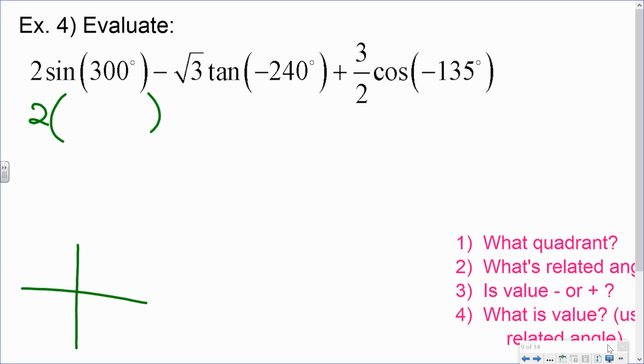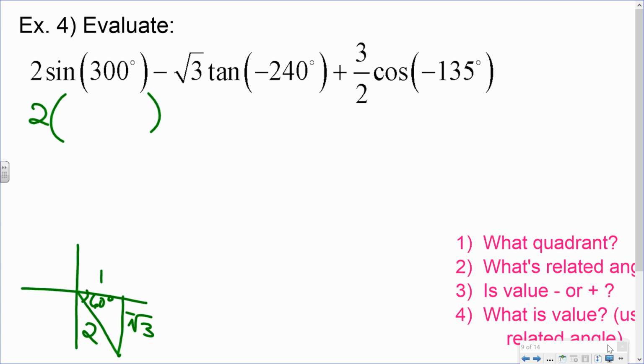300 degrees puts me in which quadrant, Emma? And how close do I get to my x-axis? What's my related angle going to be? So if I come around 300, I'm going to be about there with 60 degrees left for my related angle. Triangle is always with the x-axis. And then short leg is here, hypotenuse is double, long leg is root 3. And for fourth quadrant, it is +1 and then -3.